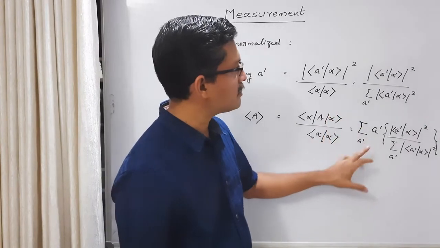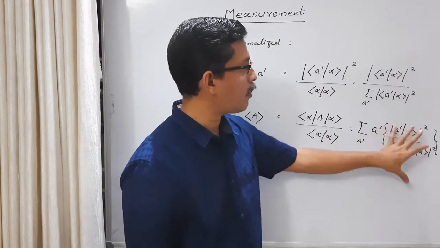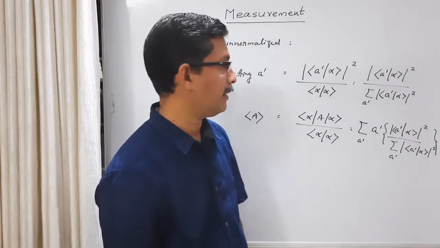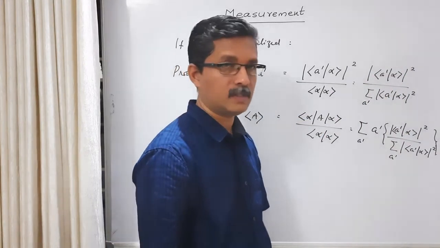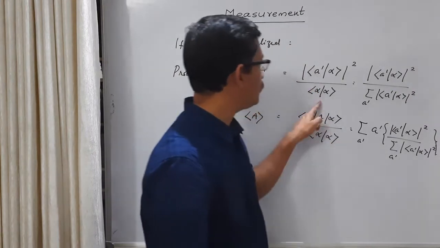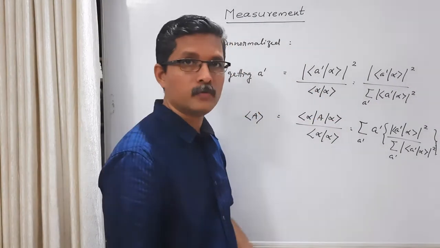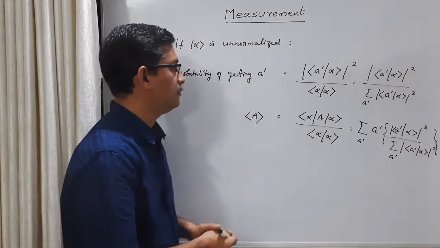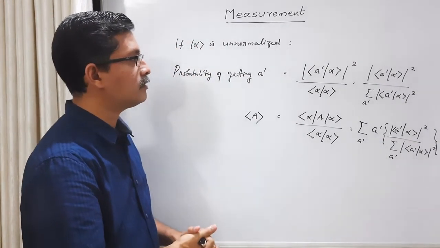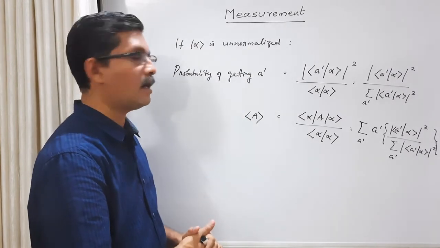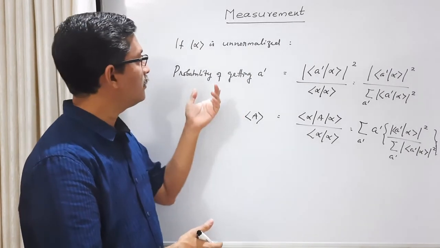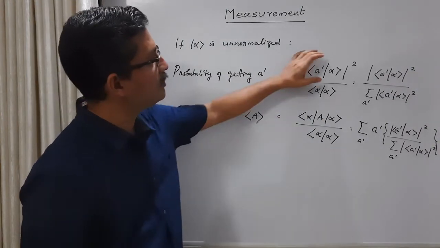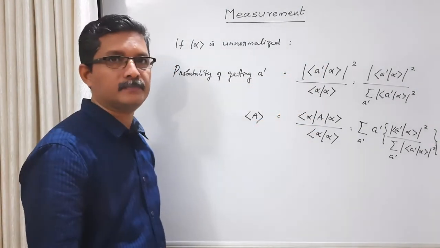Sum over eigenkets, eigenvalue times probability of getting that eigenvalue. Probability of getting that eigenvalue is this. Okay, so you have to divide with the norm. That's it. So this is the norm of the initial state ket. So this is the difference if we use an unnormalized initial state. If it is normalized, then only the numerator part we need to consider.